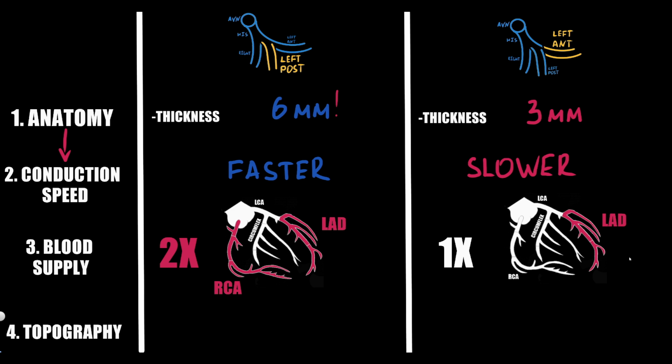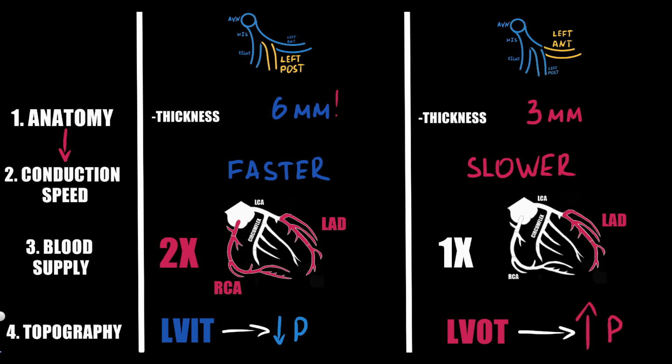And the last criterion is topography. Left posterior fascicle runs through the more protected area, left ventricular inflow tract, with less mechanical pressure impact. On the other hand, left anterior fascicle runs diagonally through the subendocardium of the left ventricular outflow tract. This region is subject of a great turbulence and high pressure. All of above defines the left posterior fascicle as the least vulnerable division of intraventricular conduction system.